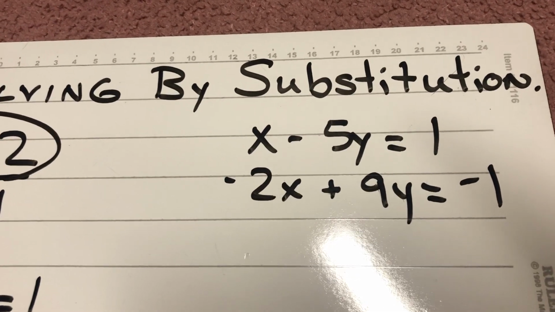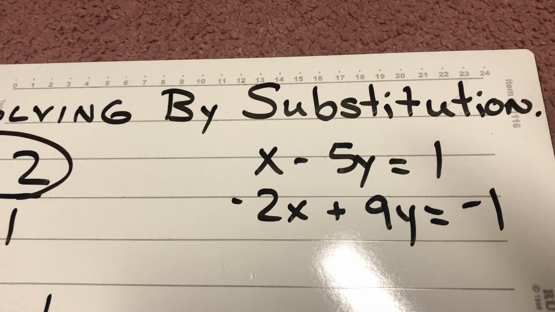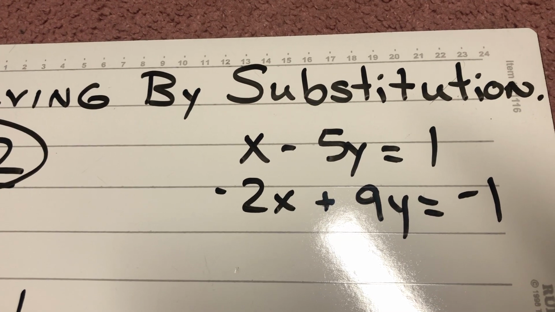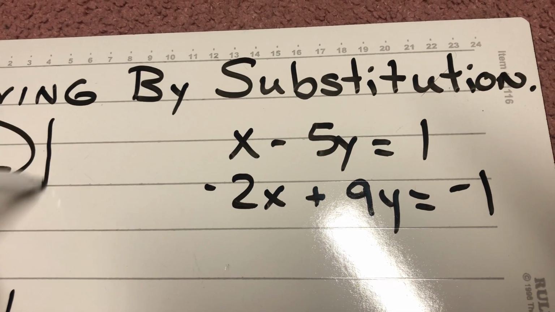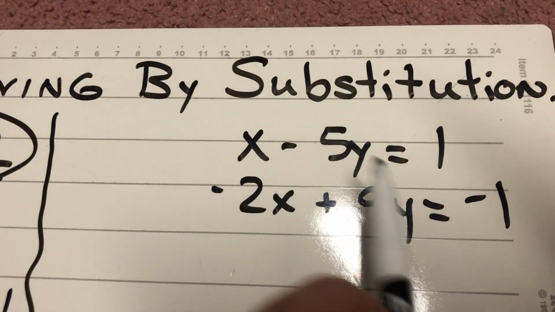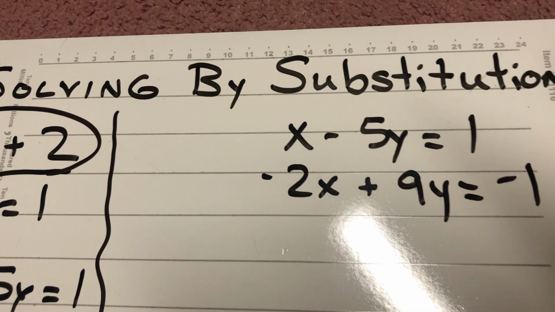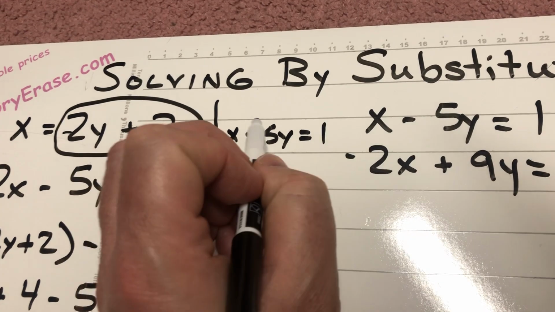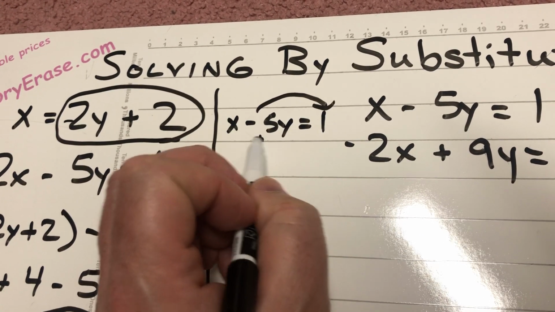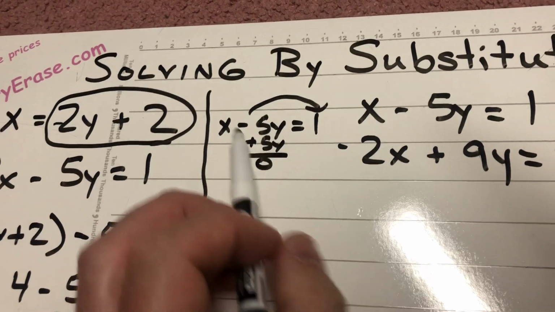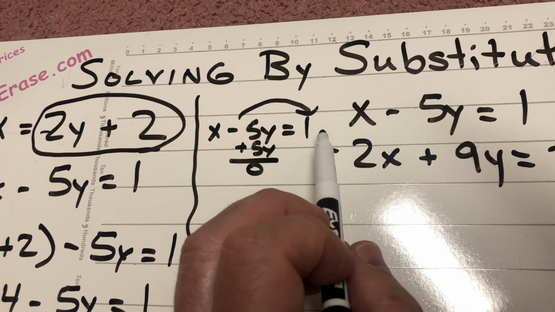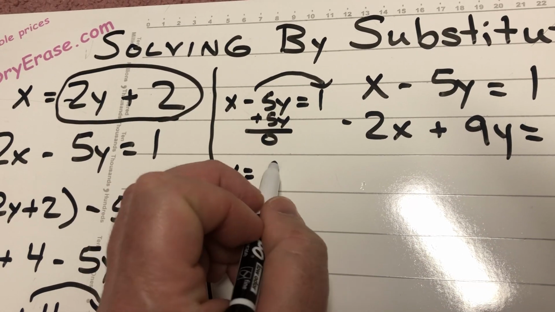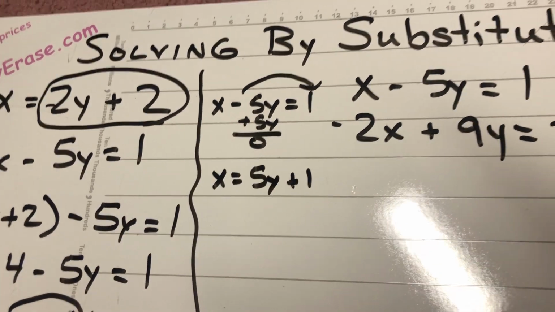x minus 5y equals 1, negative 2x plus 9y equals negative 1. Once again, remember what I want to do. I want to solve for either x or y. When I look at this one, x minus 5y equals 1, I see that I can isolate x simply by adding 5y to both sides, because that's going to give me 0 and leave me with just x. There's nothing over here with y, so it's just going to become 5y plus 1. So x equals 5y plus 1.